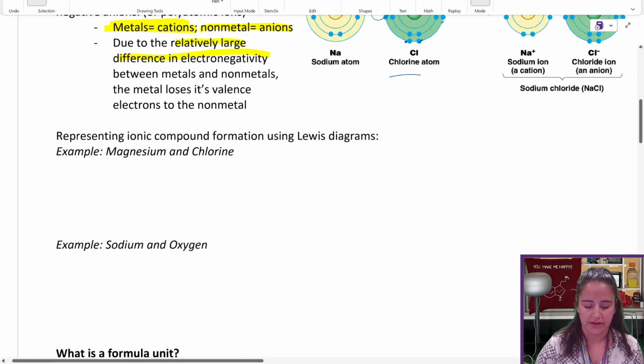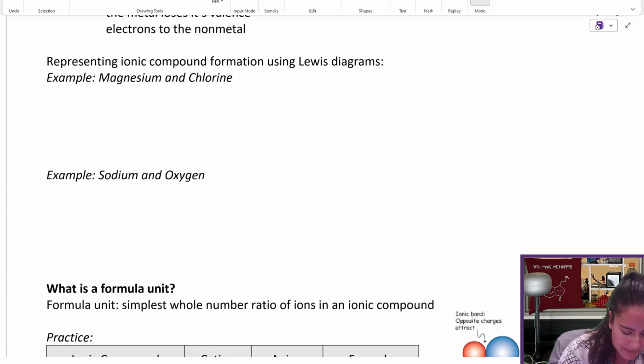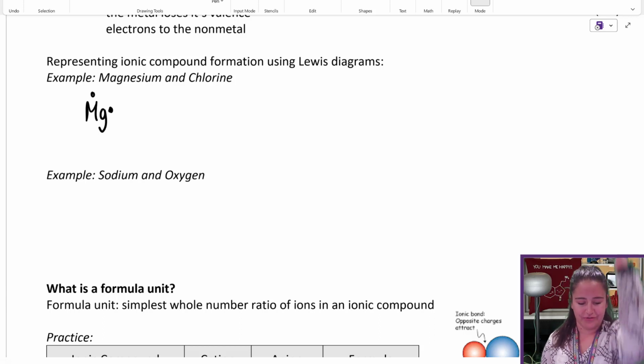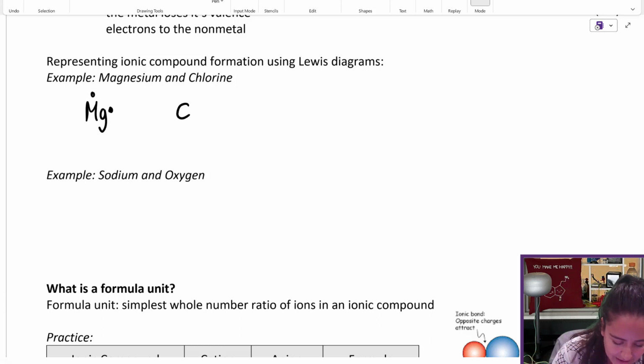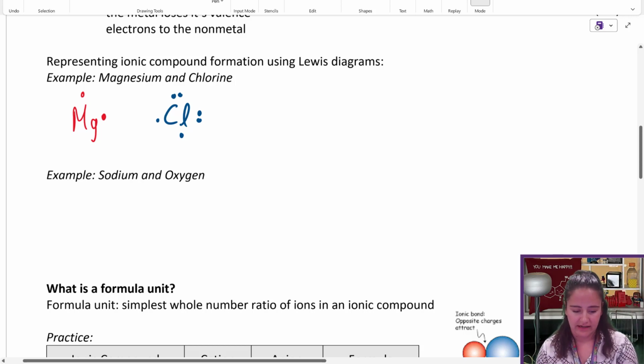Now, we can also model this using Lewis diagrams, which I feel like is often really easy since Lewis diagrams only show our valence electrons. So, for example, magnesium has 2 valence electrons, okay? It's in group 2. And then we got chlorine. Actually, I'm going to color code this. Magnesium is our metal with its 2 valence electrons. And then chlorine is our nonmetal with its 7 valence electrons.